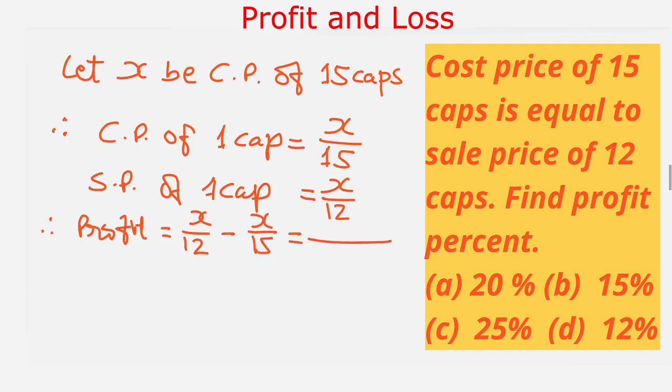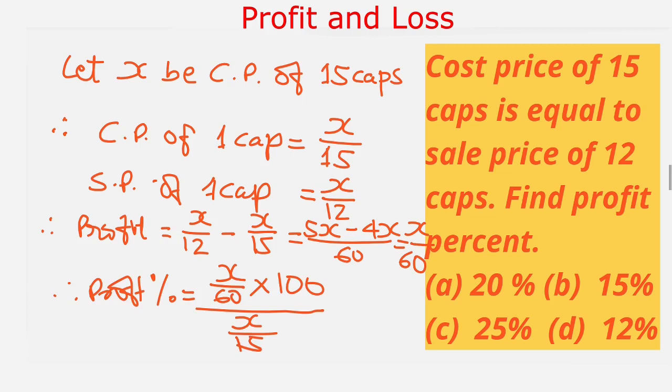The LCM of 15 and 12 is 60. 12 divides 60 five times, so it is 5x, and 15 divides 60 four times, therefore it is 4x. 5x minus 4x is x. This is x over 60.